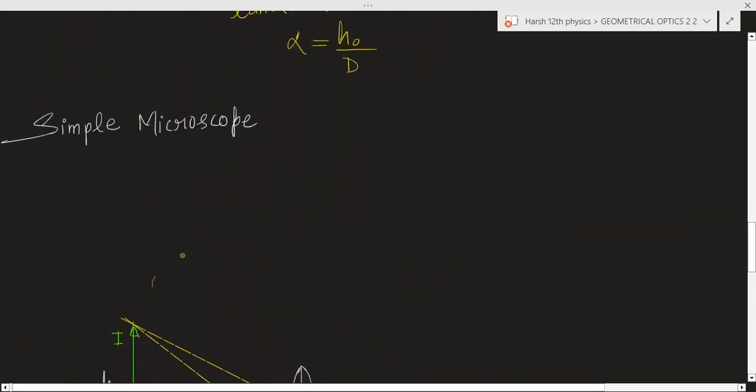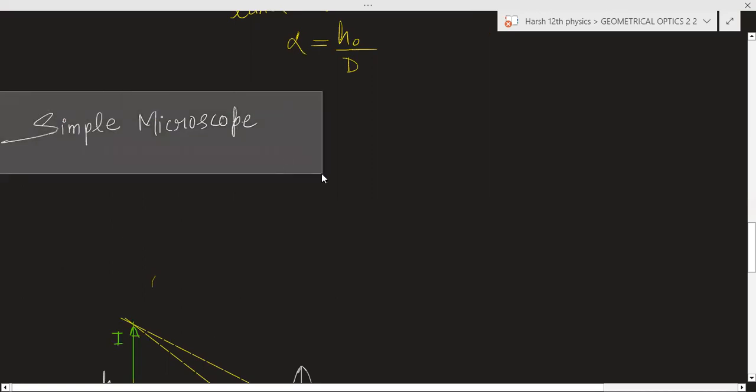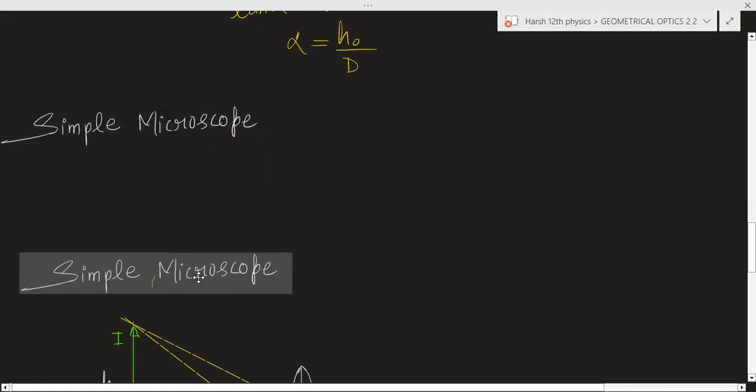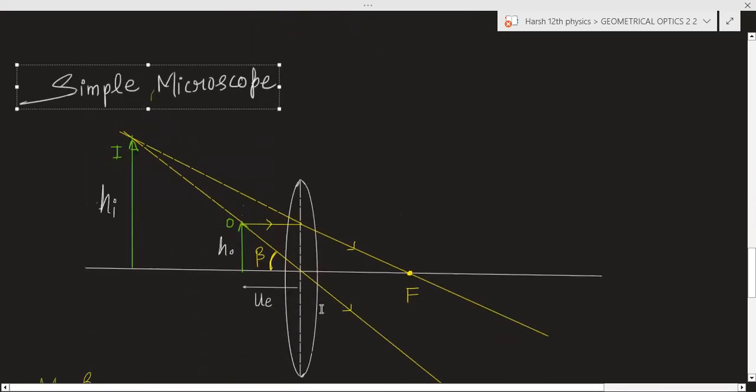So basically, this is just a simple microscope. It's very simple. That is why it is known as simple microscope.